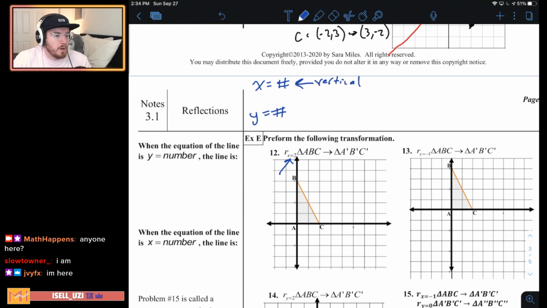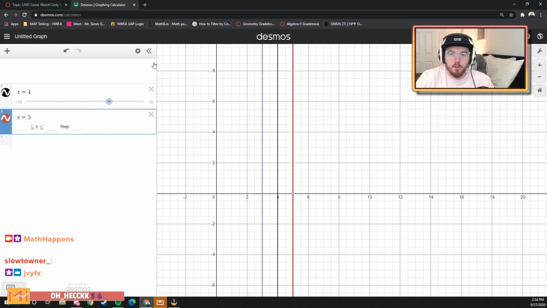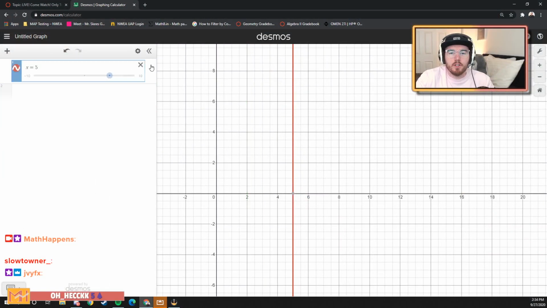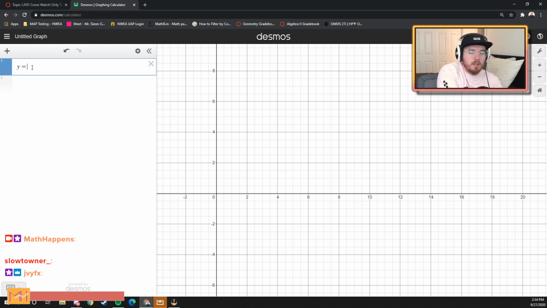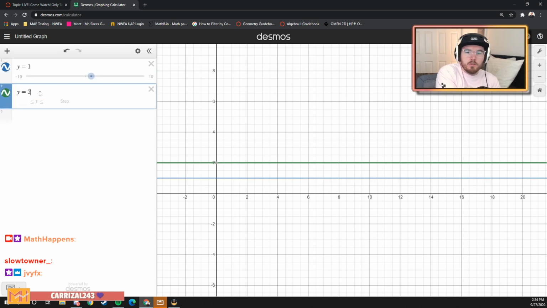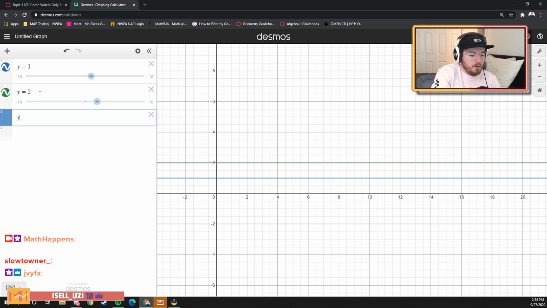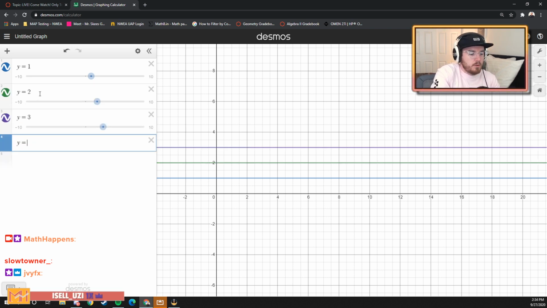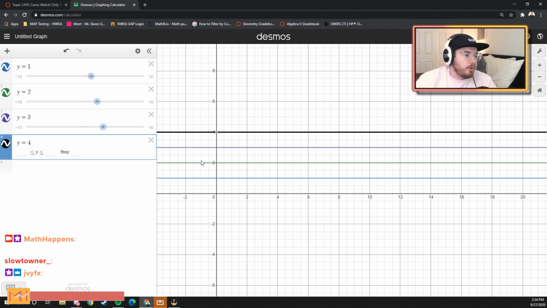And then the other way around, instead of being vertical, it's now horizontal. Y equals 1. Y equals 2. So on and so forth. Y equals 3. Y equals 4. Y equals a number is a horizontal line at that particular number.